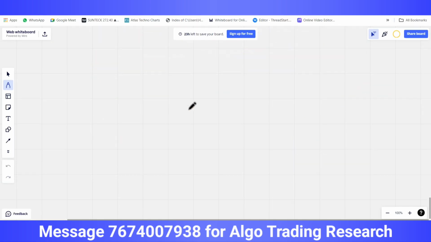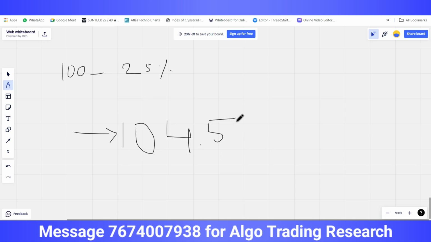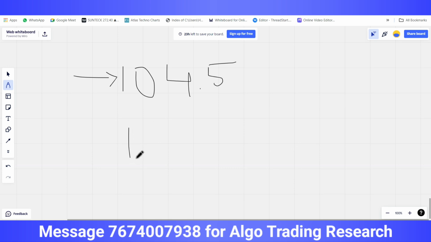Now, as none of you have responded, let me just show you. Let me give you two scenarios. You are trading a strategy, closest premium 100 rupees, with 25% SL. Now, in live trade, it could be a possibility that you have got an entry price at 104.5. But in backtest, it has got an entry at 103.95. Okay, this is the live trade and this is the backtest.